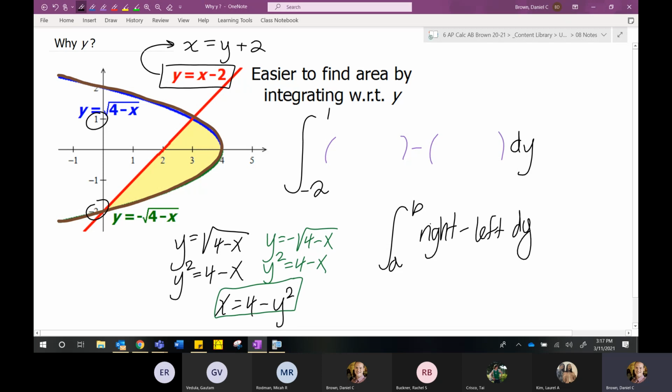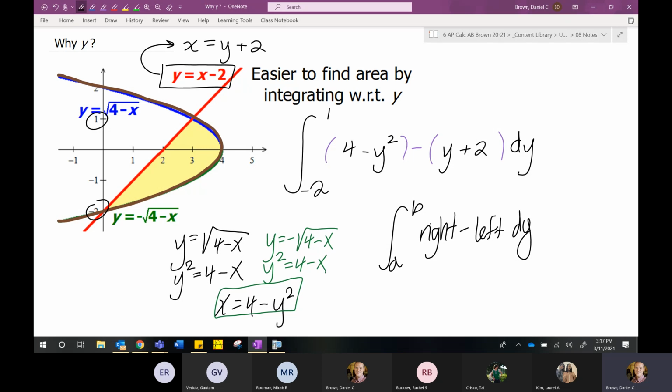What is the right function? That's that horizontal parabola, which is 4 minus y squared. What is the one on the left? That would be y plus 2. Notice if I'm doing it in terms of dy, everything I put down is a y value, the function and a number on the integral side.